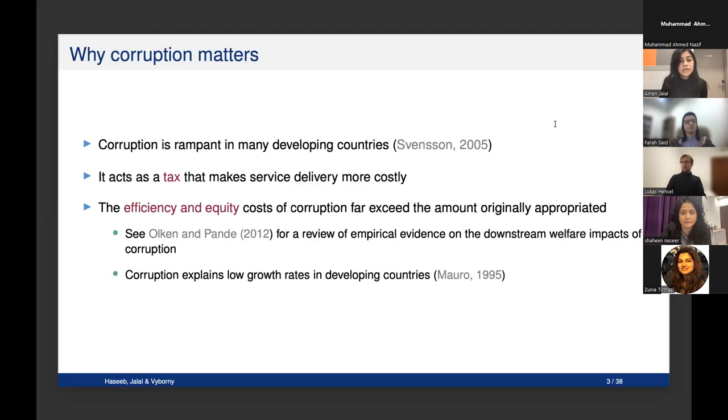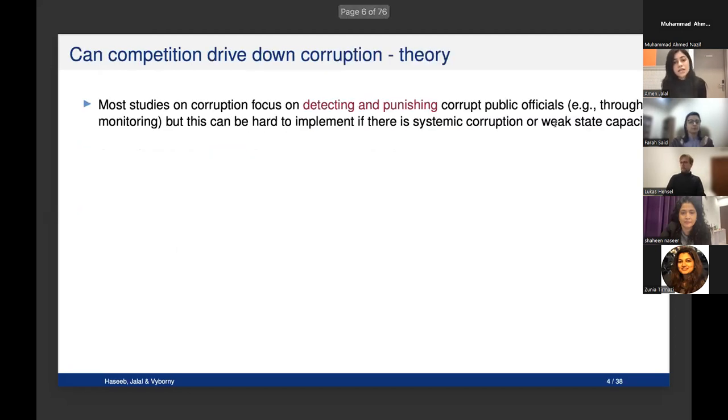Given that context, the existing literature that tries to tackle corruption mostly focuses on detecting corruption and punishing corrupt public officials. This can take the form of audits or of community or state-led monitoring of these public officials. But the success of these interventions relies crucially on their implementation, which in and of itself can be a challenge. It's a catch-22: to tackle corruption, you need non-corrupt officials who are willing to implement these programs. And that doesn't always happen when corruption is systemic or there's weak state capacity.